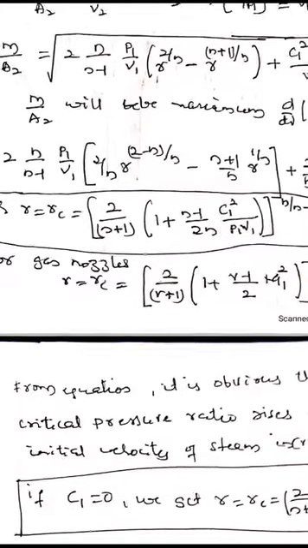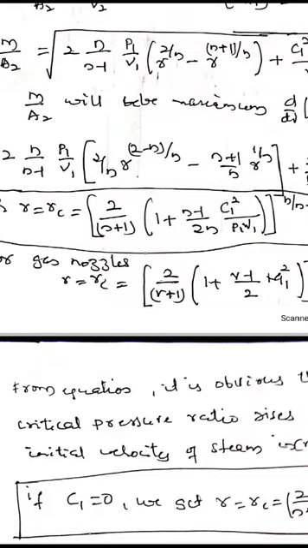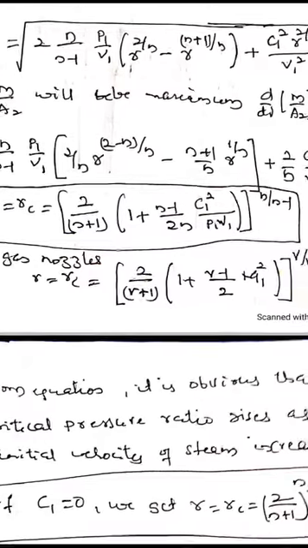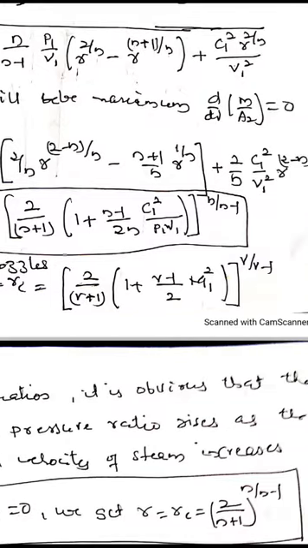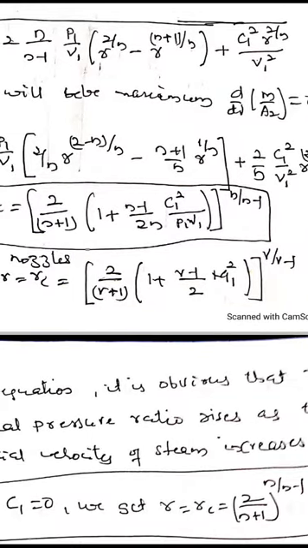This is the value of the critical pressure ratio considering the initial steam velocity C1. Now for gas nozzles, n should be replaced by gamma, then r equal to rc equal to 2 by (gamma plus 1) into bracket (1 plus (gamma minus 1) by 2 M1 square), raised to gamma by (gamma minus 1). What is M1? M1 is the Mach number, equal to the velocity of the steam divided by the velocity of sound.